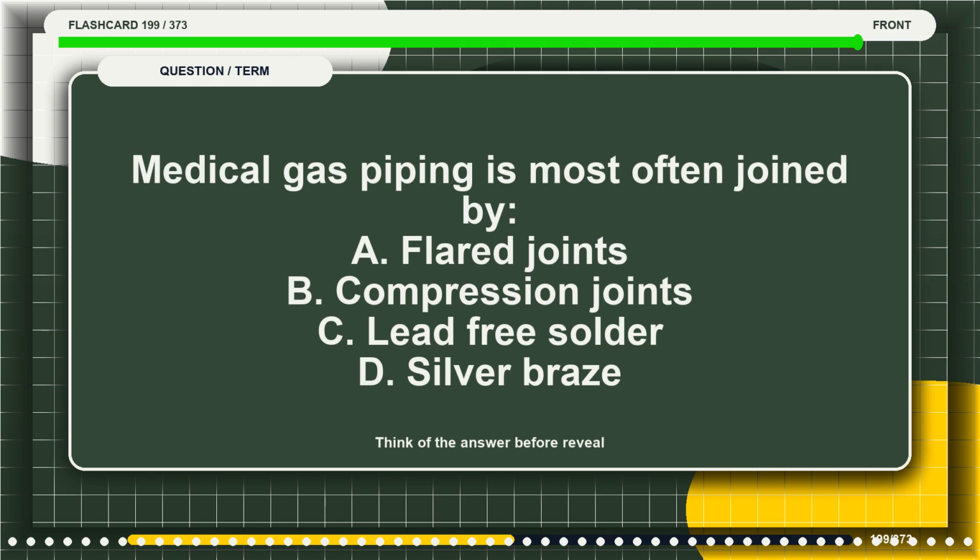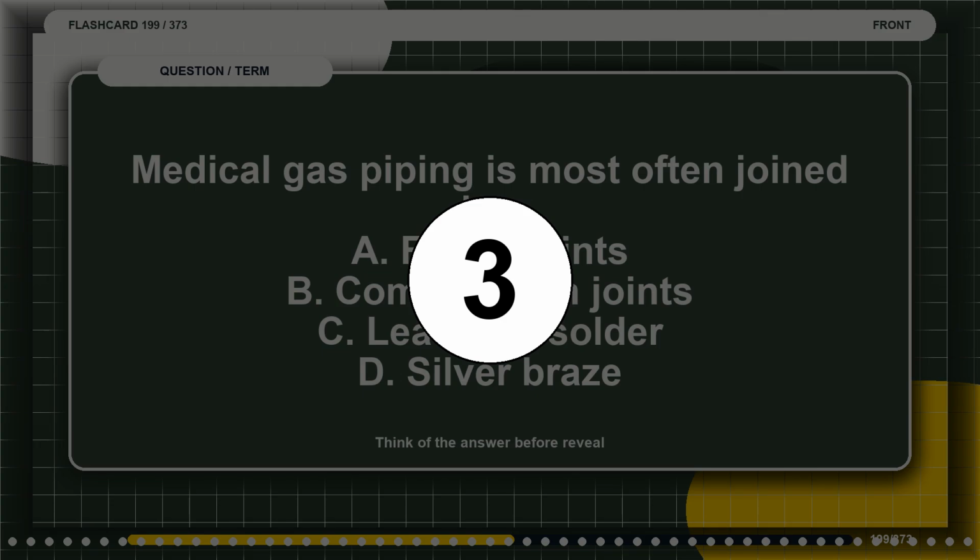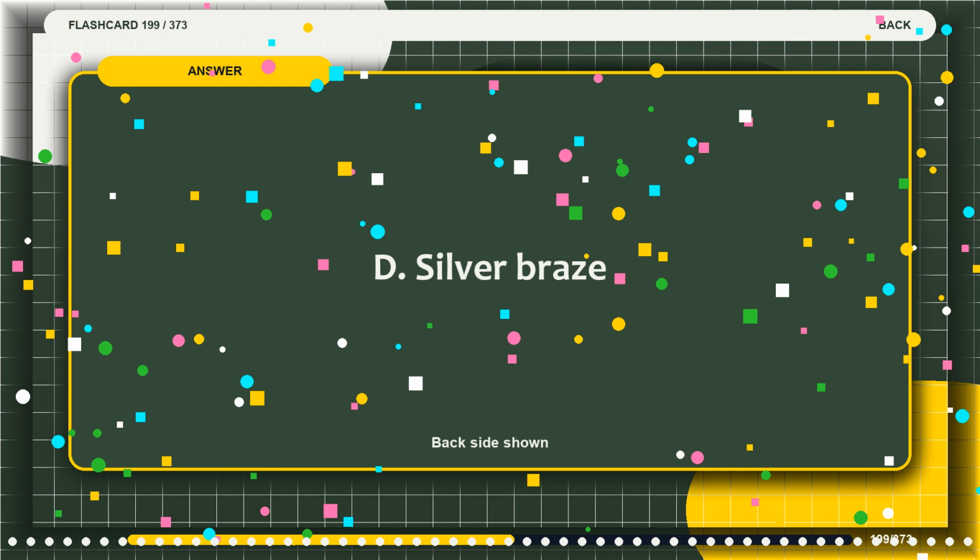Flashcard 199. Medical gas piping is most often joined by A. Flared joints. B. Compression joints. C. Lead-free solder. D. Silver braze. Think of the answer before the reveal. The answer is D. Silver braze.